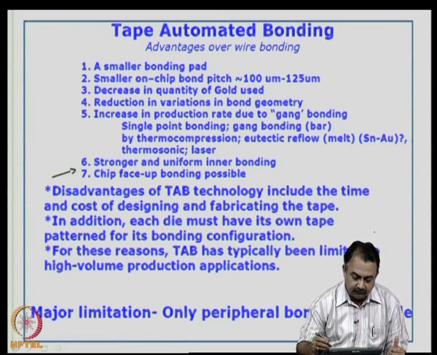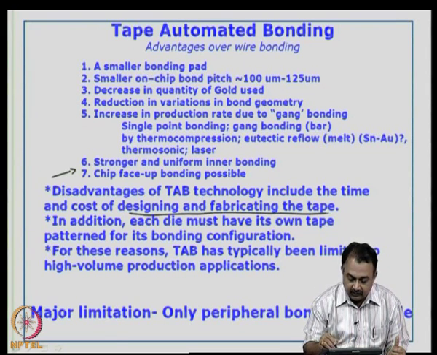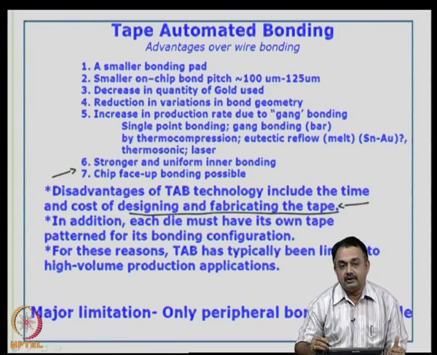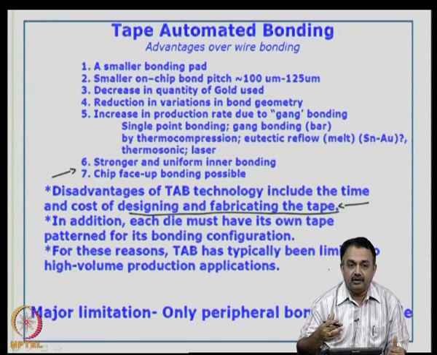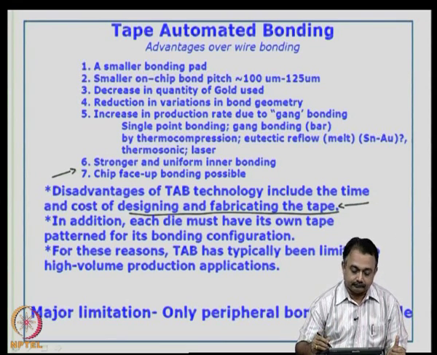So, the disadvantages of TAB technology include the time and cost of designing and fabricating the tape. This is the process where a lot of time is spent, because it is not a universal design. Every application requires a particular circuitry in which you have decided to use a particular die with a particular number of IOs, and which goes for TAB technology. So, you require to calculate the area of the tape and the alignment of the pins in the periphery around the die. So, some time is spent in designing and fabricating the tape.